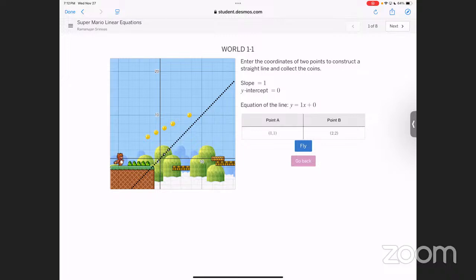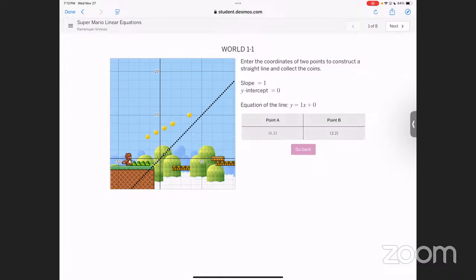Okay. Enter the coordinates of 2 points to construct the straight line and collect coins. So you have to move this line. You need to find a coordinate. So point A. You need to find the coordinate of this point. So we're going back to see how we can find a coordinate. The original equation of the line is 1x plus 0. So the point 1, 1 is on there, and the point 2, 2 is on there. Now enter the coordinates of 2 points, construct a straight line and collect the coins.